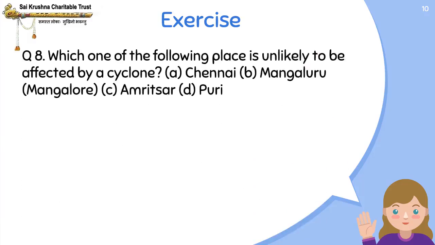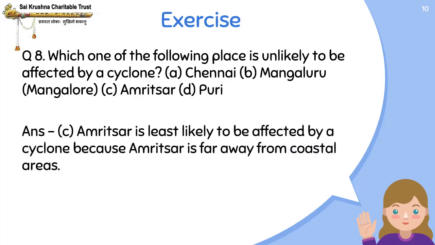Question number 8. Which one of the following places is unlikely to be affected by a cyclone? A. Chennai, B. Mangaluru, C. Amritsar, D. Puri. So we would have noticed here that of these 4 places, 3 places are near the coastal areas where you have the sea. So Chennai, Mangaluru and Puri are in the coastal area, so these are most likely to be affected by a cyclone. However, Amritsar is least likely to be affected because it is far away from coastal areas.